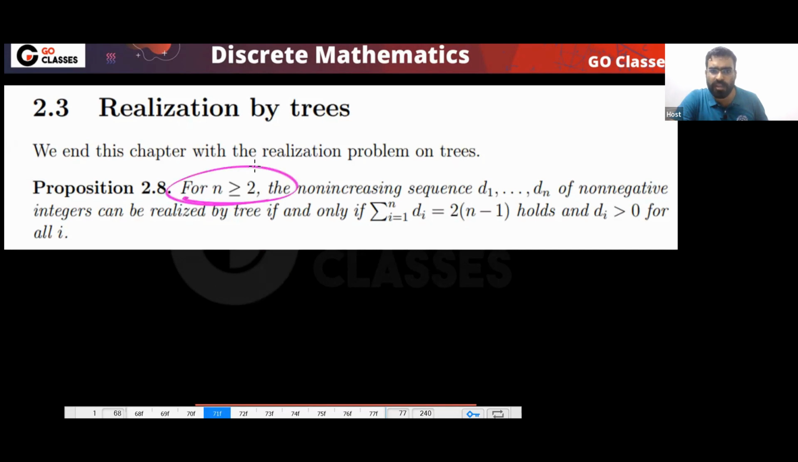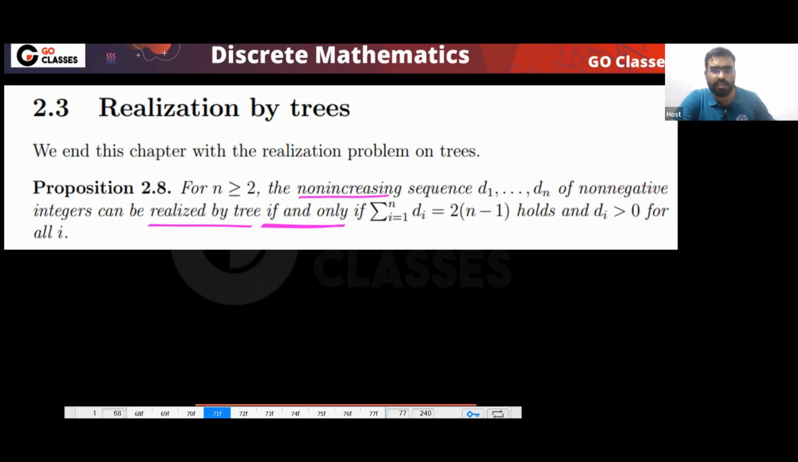So you can notice, for n greater than or equal to 2, if you have at least 2 vertices, you have a degree sequence in non-increasing order. The degree sequence can be realized by a tree if and only if the total degree is equal to 2 into n minus 1. That's it. What you have to check is that the total degree should be equal to 2 into n minus 1.